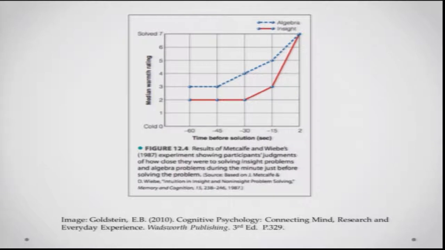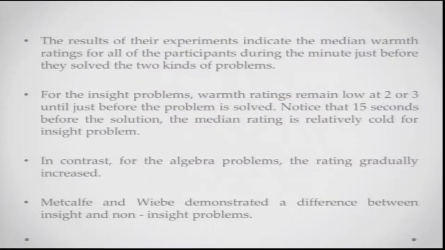You can just see here. The red line is the insight problem, and the dotted line is the algebraic problem. You can see here that the change from minus 15 seconds to when the solution is achieved is rather steep in the case of the insight problem, but it is relatively gradual, relatively step by step in the case of algebraic problems. So, this demonstration tells us something about the difference between how insight versus non-insight problems are solved.